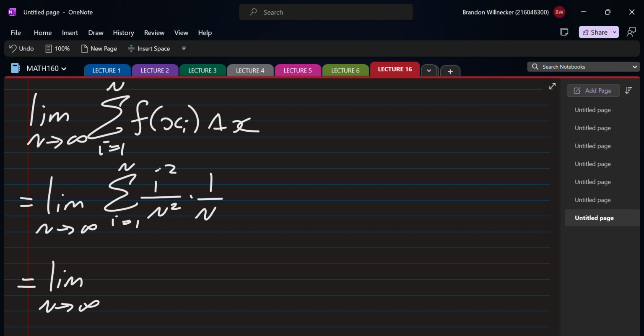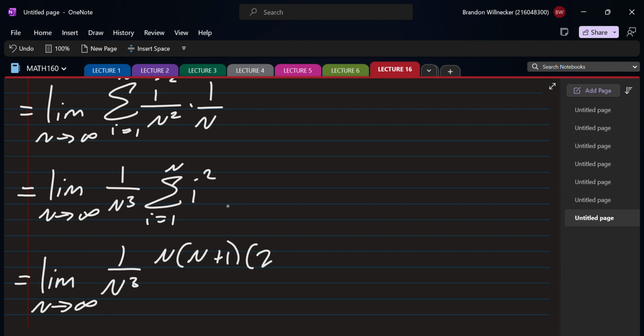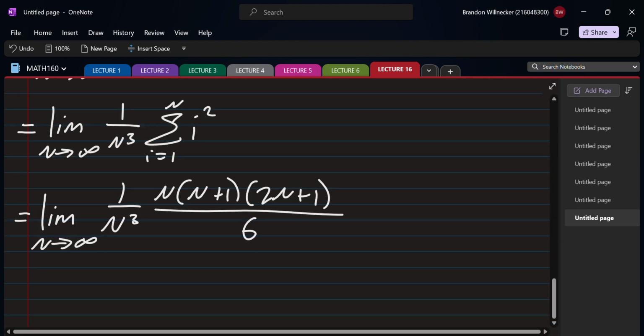So here we have the limit as n goes to infinity, the 1 over n and the 1 over n squared, there'll be 1 over n cubed, we can take that out. Then we have the sum from i equals 1 to n of i squared. Okay, now we've got it in that nice form, we can just replace it. We know what to do. So that will be the limit as n goes to infinity, 1 over n cubed, n times n plus 1, 2n plus 1, all over 6. Again, after doing the tutorial work, that should be memorized as well.